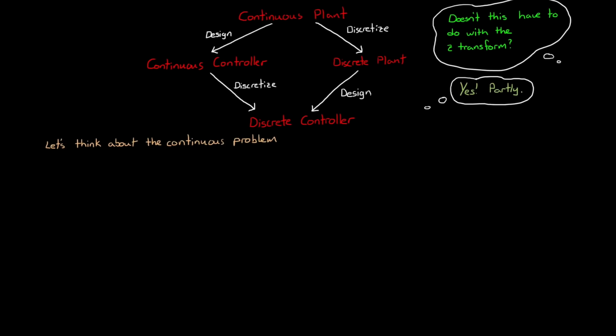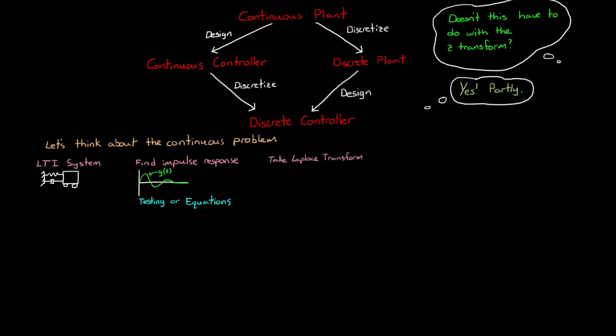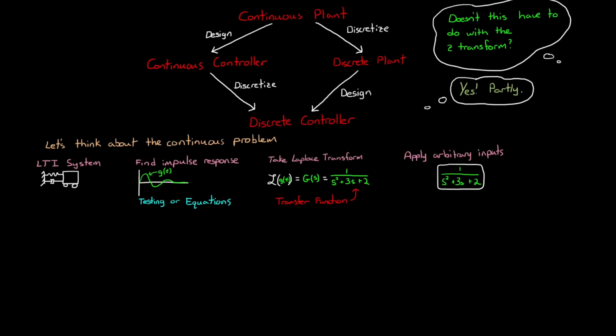Recall that a continuous linear time invariant transfer function is the Laplace transform of the impulse response of a system. That is, take an LTI system, find its impulse response, and you can do that either with testing or by writing out the equations of motion, and then take the Laplace transform of the resulting signal or equation. Since it's LTI, we can now subject that system to an arbitrary input signal that's also represented in the S domain, and then the output of the system is simply the product of the two. That multiplication is one of the benefits of going to the S domain. We don't have to mess around with convolution.